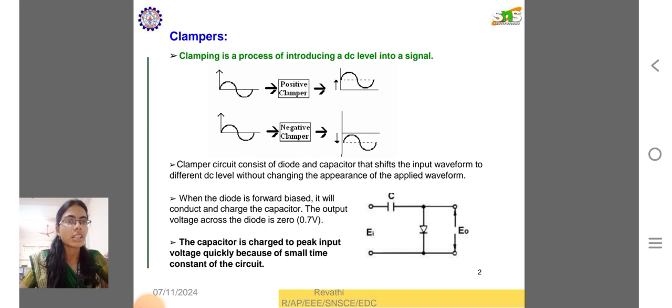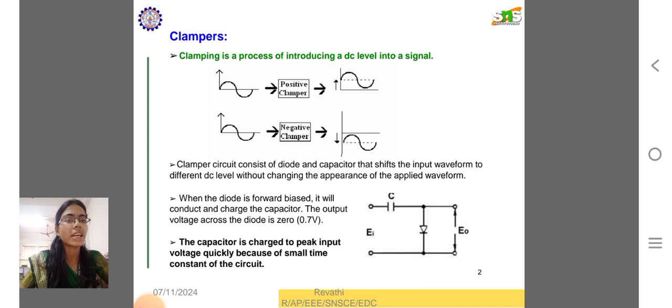Whereas a clamper is a process of introducing a DC level into a signal. In a positive clamper, the complete half cycle or full cycle waveform is shifted to the positive side, whereas in a negative clamper, the complete waveform is shifted to the negative side. The diode and capacitor shift the input waveform to a different DC level without changing the appearance of the applied waveform.